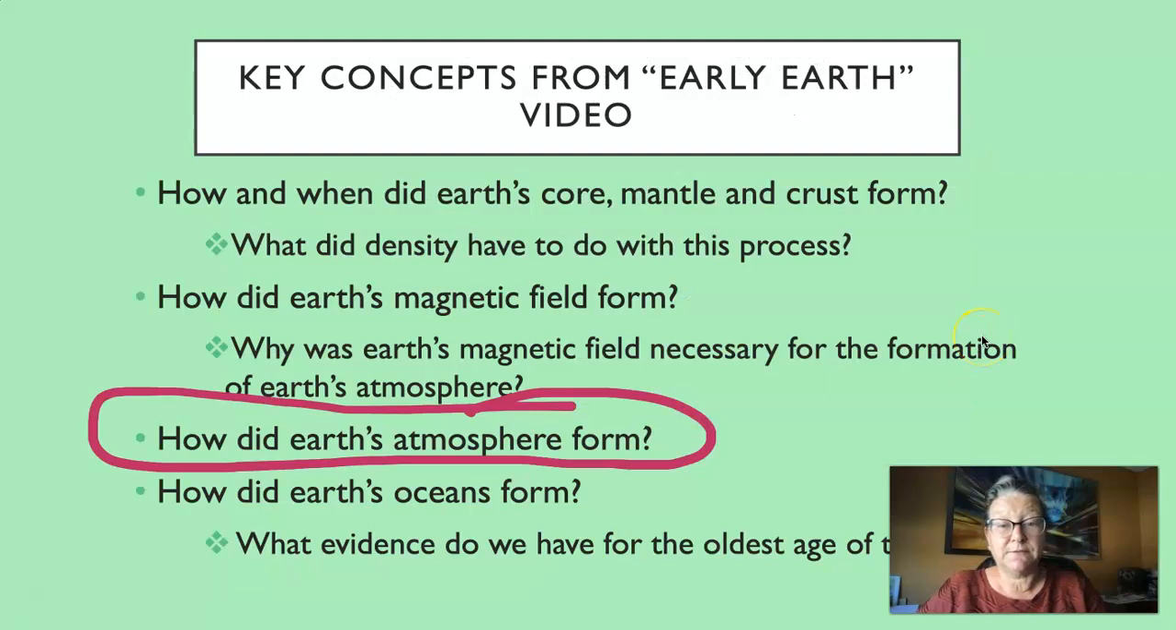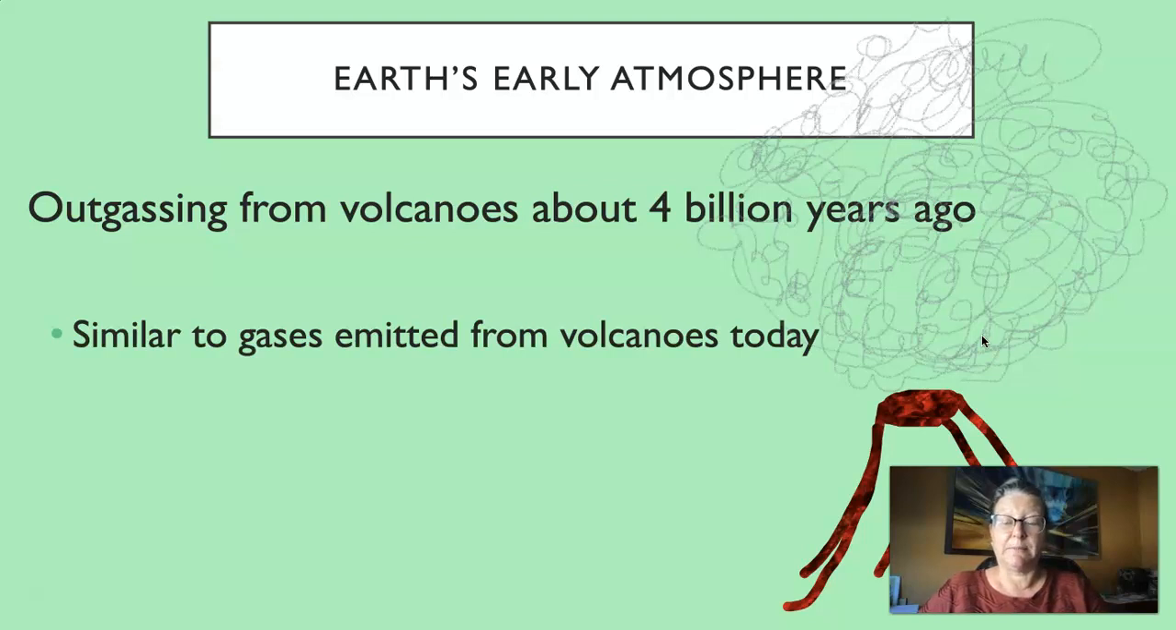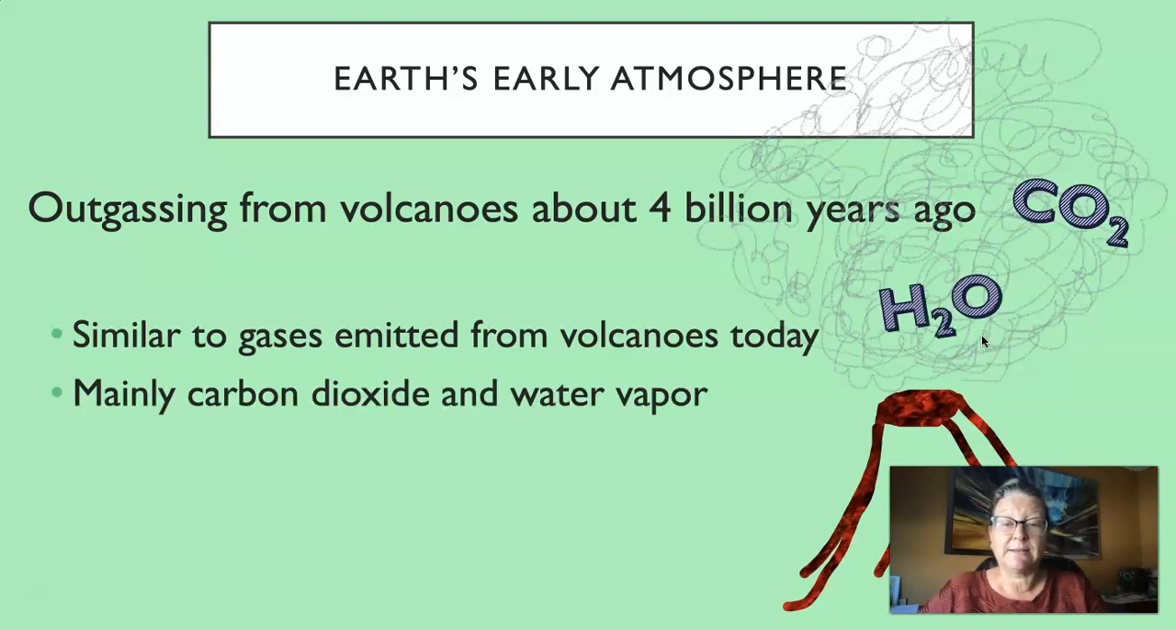How did Earth's atmosphere form? Well, primarily from outgassing from volcanoes, and that's similar to what happens today. The primary gases that come out are carbon dioxide and water vapor. Now, that's not a very good breathable atmosphere, so we'll get to the oxygen part of our atmosphere later. But the earlier atmosphere was pretty much this.